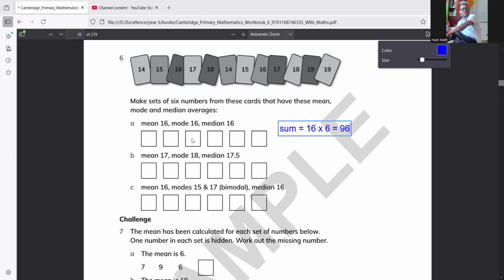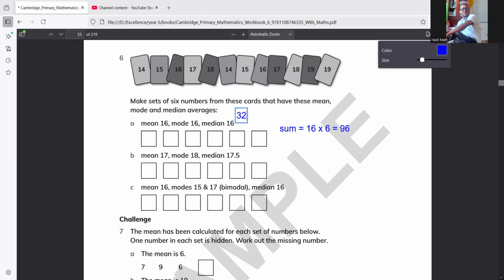They say the median is also 16. Median is 16, that means the 2 numbers in the middle, because there are 6 numbers, an even count. We know when there are 6 numbers, we add the 2 middle numbers together and divide by 2 to find the median. So the median is 16. That means the 2 numbers, when added together and divided by 2, give 16. So my 2 numbers should add to 32, because 32 divided by 2 is equal to 16.